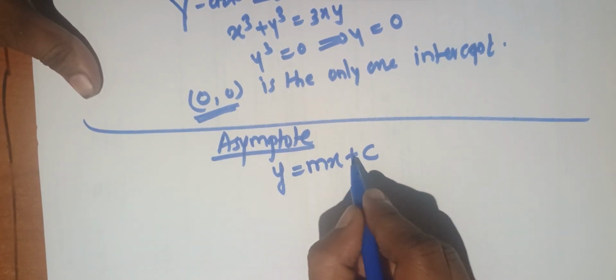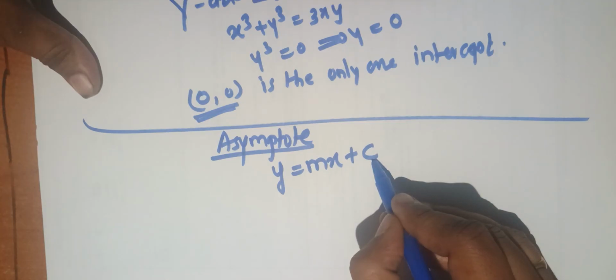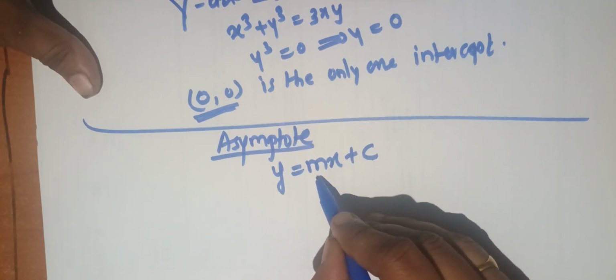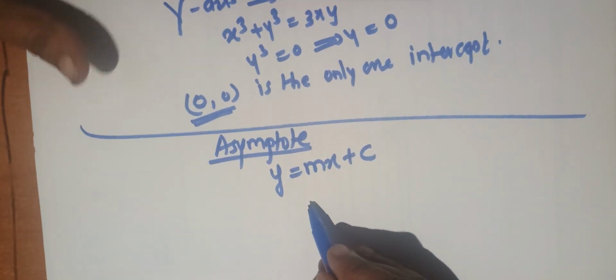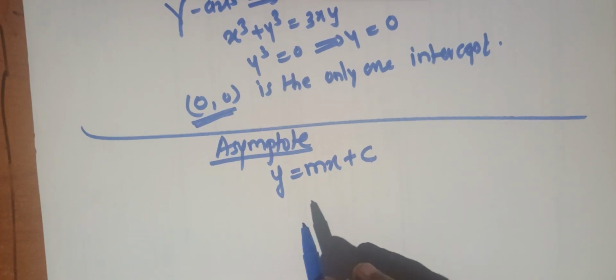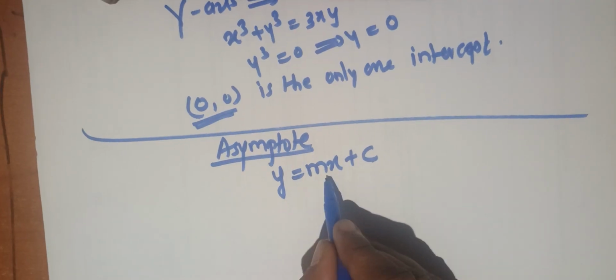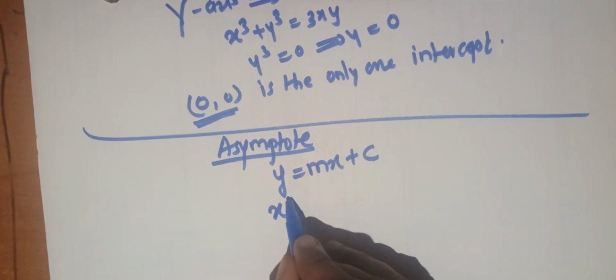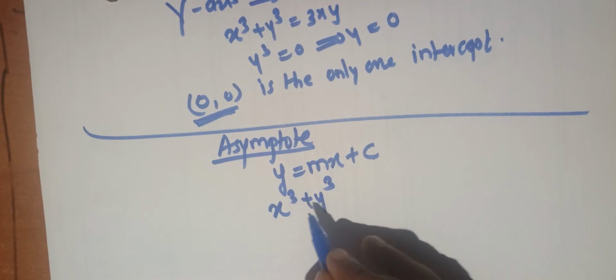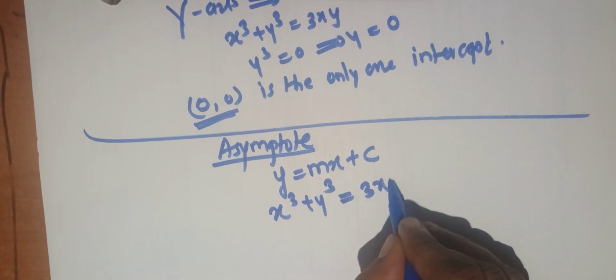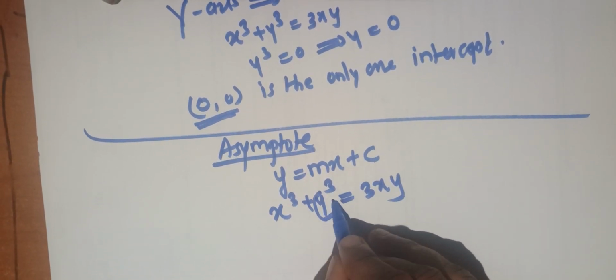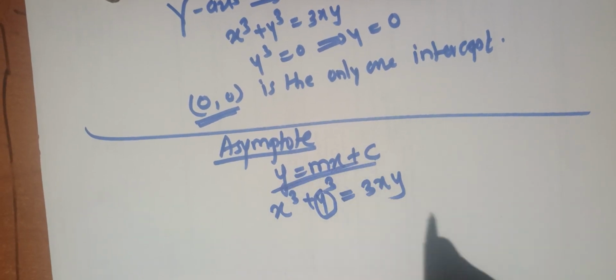Here, this is the equation of straight line. Here c is intercept and m is slope. So you can write this equation as y is equal to mx plus c, or you can simply put this y is equal to mx plus c in the given equation of curve, that is x cube plus y cube is equal to 3xy. So put instead of y this above equation.